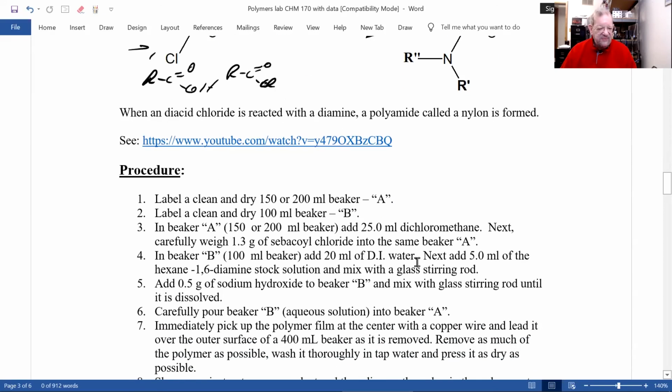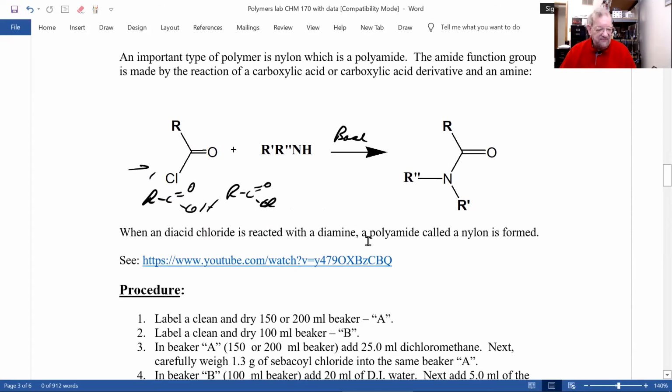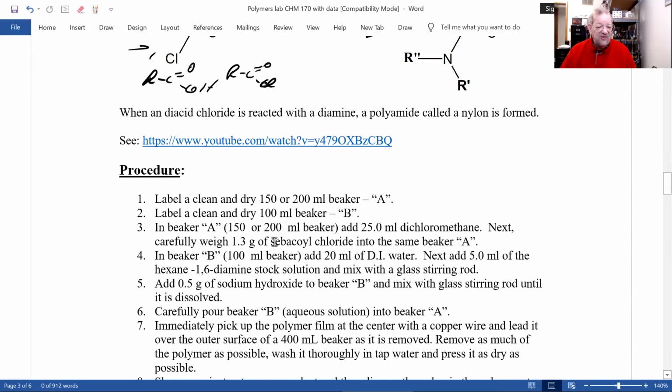Now, the key functional group in nylon is an amide. And let's take a look. First of all, let's go through the procedure. What you're going to do is, in one beaker we'll call A, and another beaker we'll call B. In A, you'll put the dichloromethane and the acid chloride, and you'll mix it together.